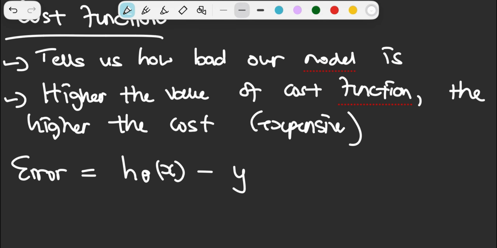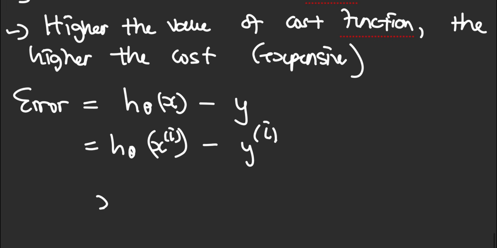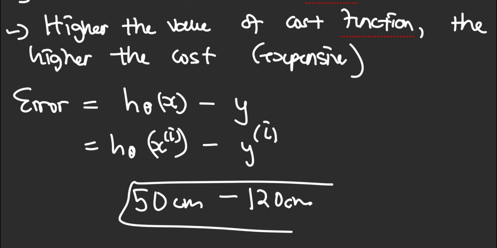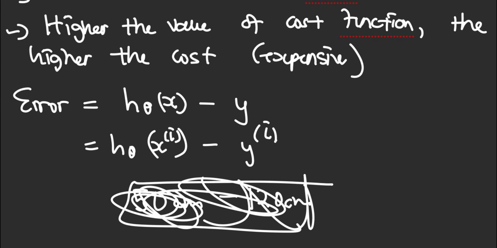So to be more precise, we're going to call this h theta of x of I minus y of I. So let's say for the first training data set, x1, x2, x3 to the powers of all of 1, I got a value of 5. And my actual value was actually, maybe 50 centimeters. And my actual value was 120 centimeters. You're going to see that we have an error here, right? We didn't get what we wanted. So we call that an error.